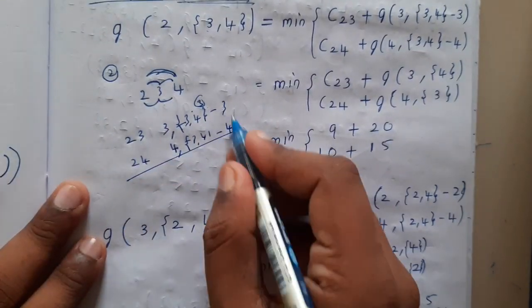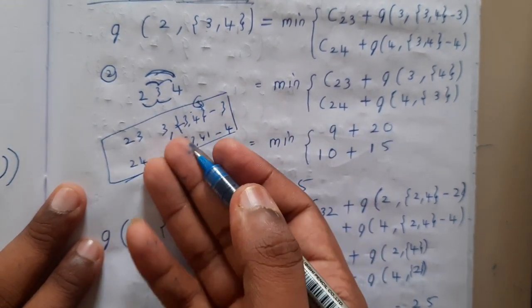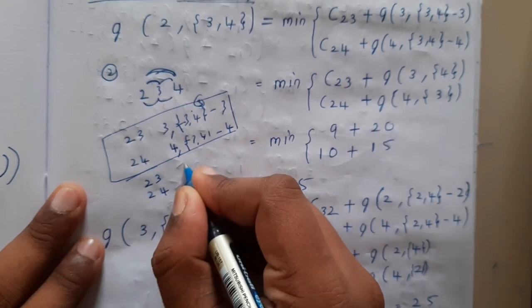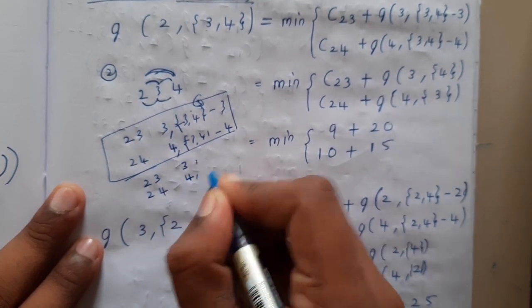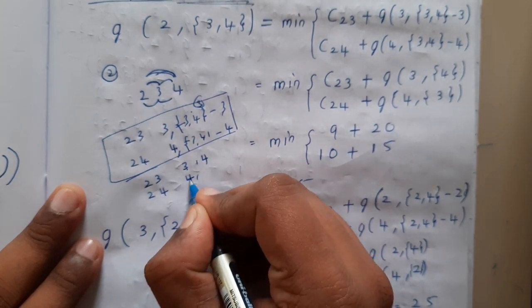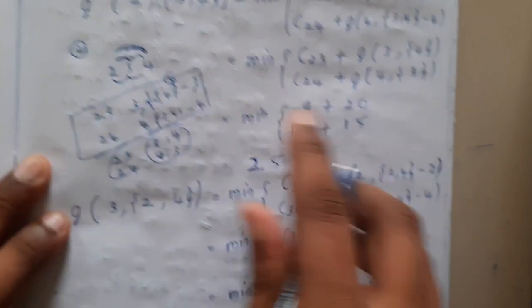Or even, if you think, okay, this step, why should I write it again and again? You can directly write 2, 3, 2, 4, and here you write 3 and here you write 4. So what is left out other than 3? It is nothing but 4. What is left out other than 4? That is nothing but 3. So you can directly move on to this step.